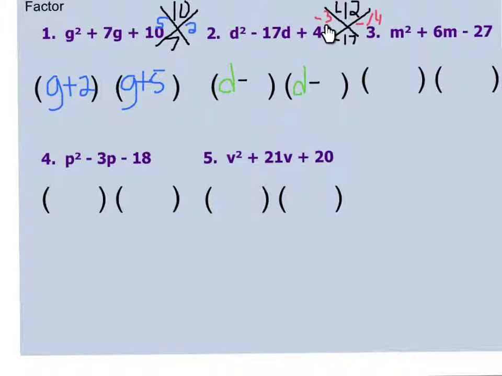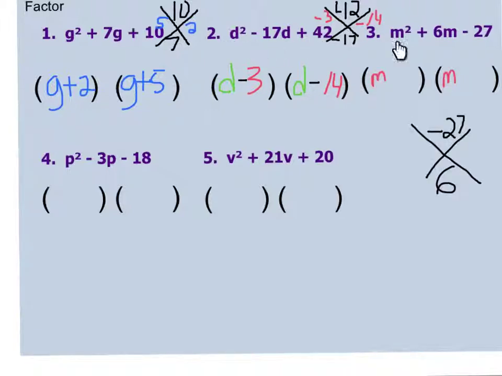Well, negative 3 multiplied to negative 14 is positive 42. But negative 3 plus negative 14 is negative 17. This works. So I'm going to put a minus 3 there and a minus 14 right here. And this will work. If I multiply it, it will give me this trinomial.